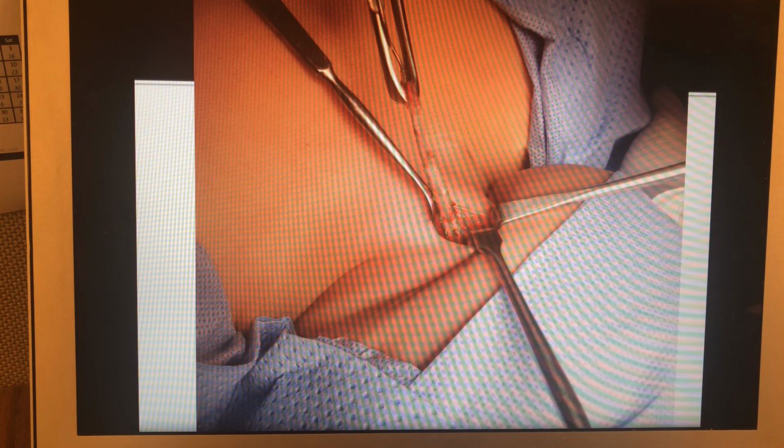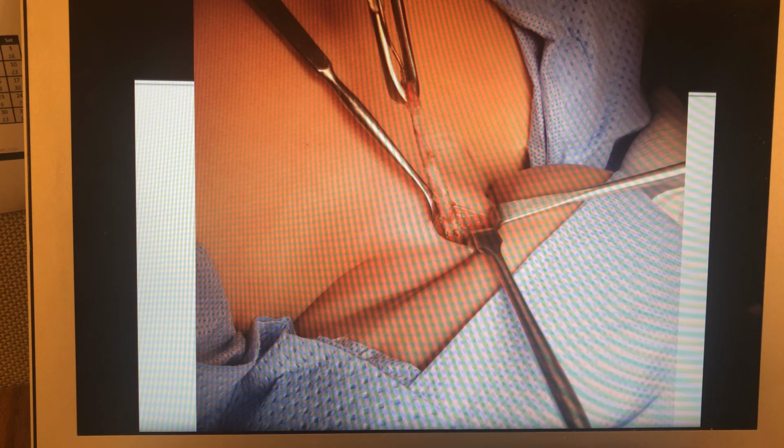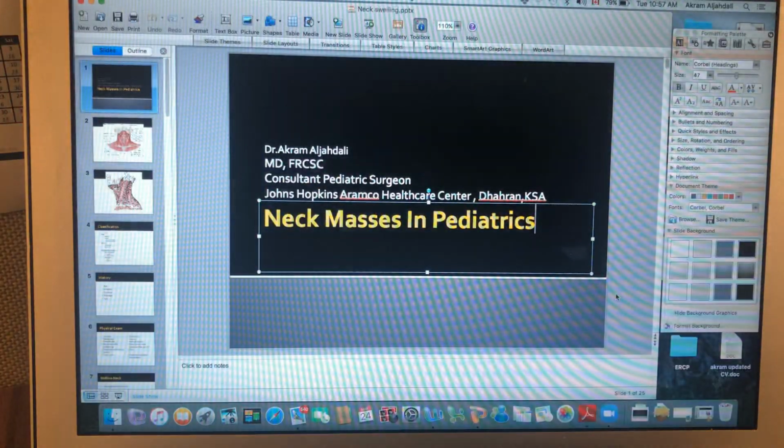Treatment is excision. You can do ultrasound or MRI to confirm the tract, but the treatment is excision. You have to completely excise the sinus or the tract to prevent recurrence and complication. Thank you.